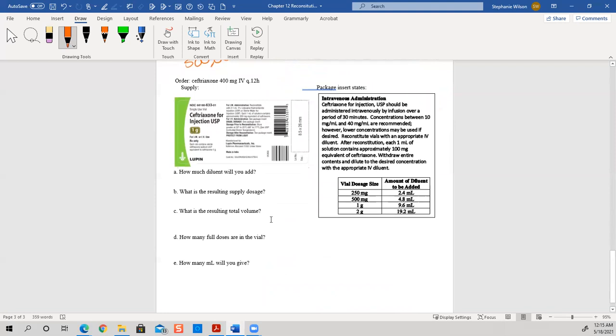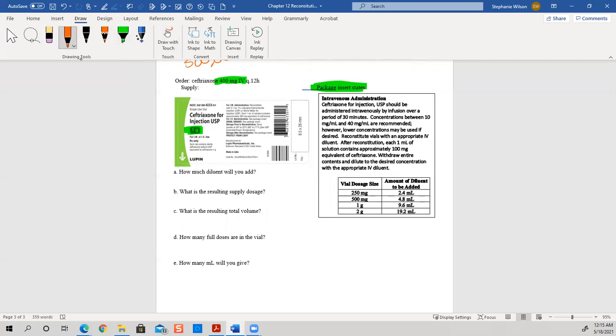This next one says that we have this order, 400 milligrams IV every 12 hours. And we have this label that has a volume of 1 gram. And we notice over here, there's an insert that goes inside the package, inside the box, the container, because sometimes there's just not enough room on the label to put all the information you need. So the inserts are very important as well.